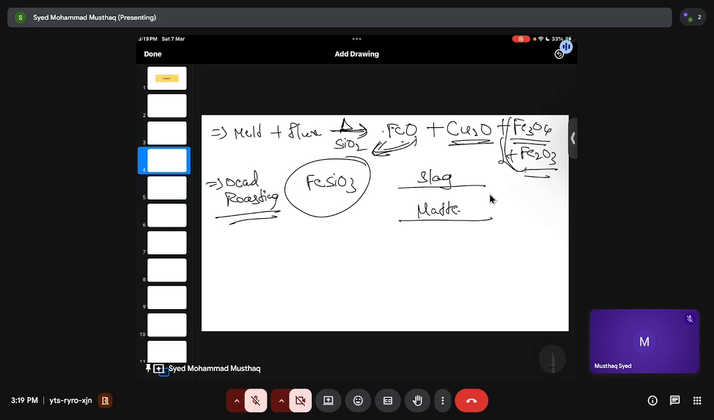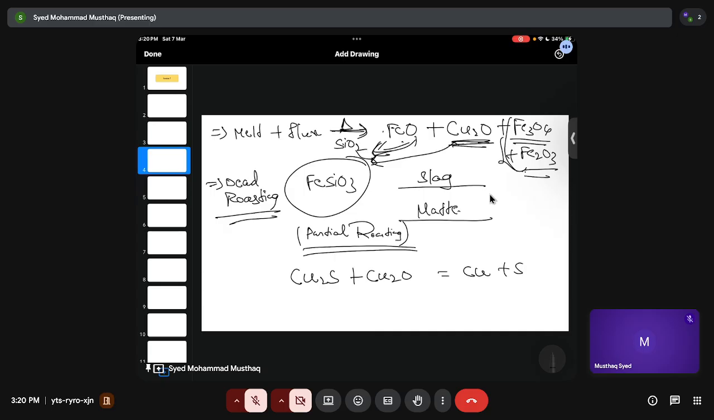Now if you do the dead roasting, then you will end up with copper oxide. So our slag is also there, and what the slag does is it will pick up your copper oxide. So that's why you only do partial roasting. We will not completely convert everything into oxides. Also, whatever sulfide is left can react with your copper oxide to give you pure copper and SO2.